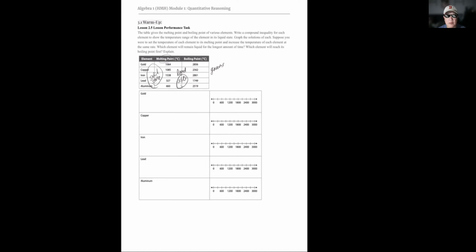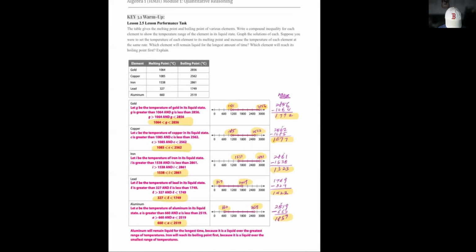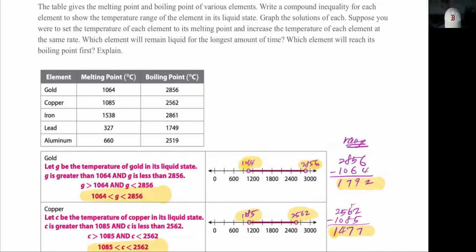All right. I'm going to assume that you finished your warm-up. Here we go. Basically, what we're looking for on the left hand side is this right here. The G, the temperature for the gold, is between these two values. That pretty much was it. And you do that for every single one of these, right? That'll be C, I, L, and A. And then you just estimate where it is and graph it.